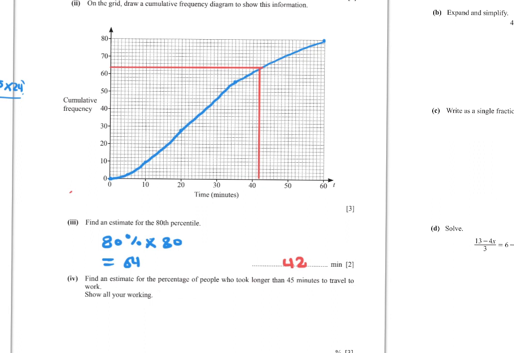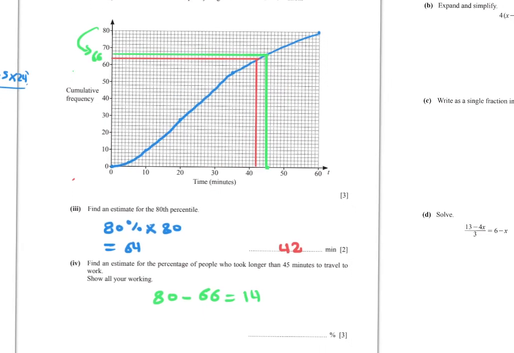Find an estimate for the percentage of people who took longer than 45 minutes to travel to work. More than 45, so start from 45 on the horizontal axis, then go up until you reach the curve and find the corresponding value. The corresponding value is 66. So if I need longer than 45, it is 80 minus 66, because I need more. 80 minus 66 is 14.